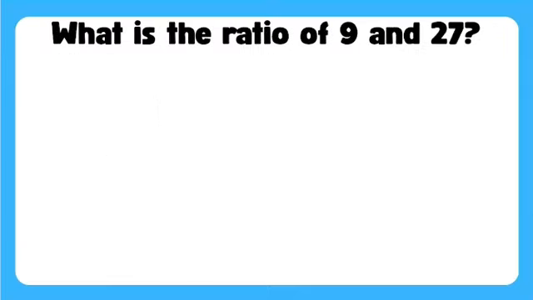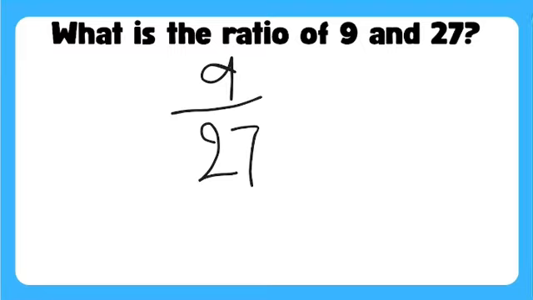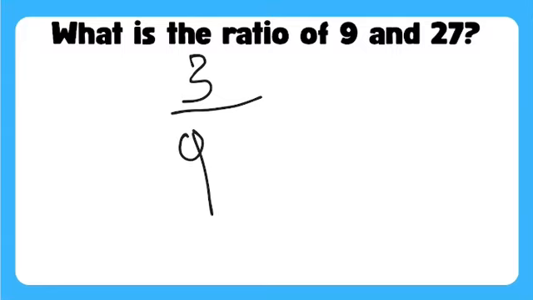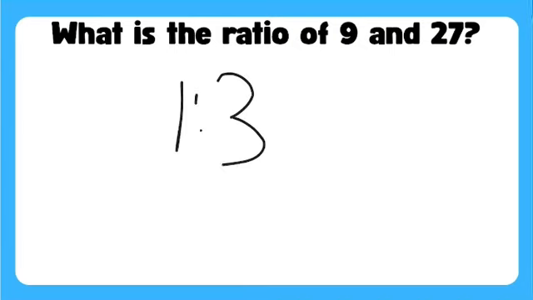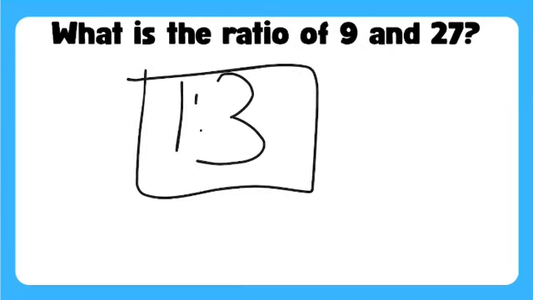So now we have what is the ratio of 9 and 27. Very simple. We're going to put them like this. Now divide both of them by 3 to get 3 to 9. And we're going to divide them by 3 again to get 1 to 3. And then we're going to put them into a ratio form, and that is our answer, 1 to 3.